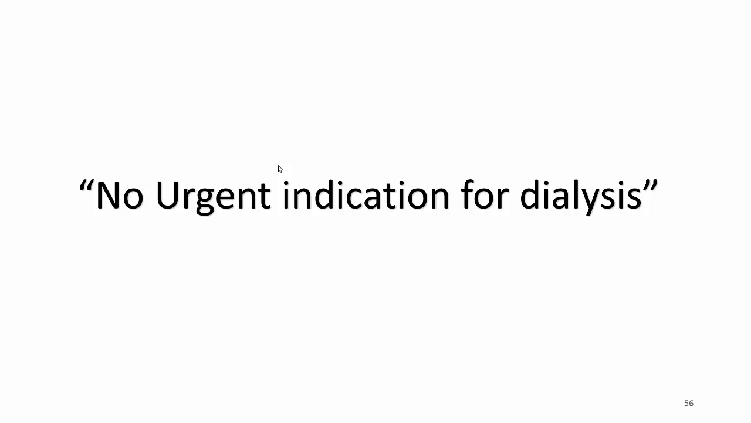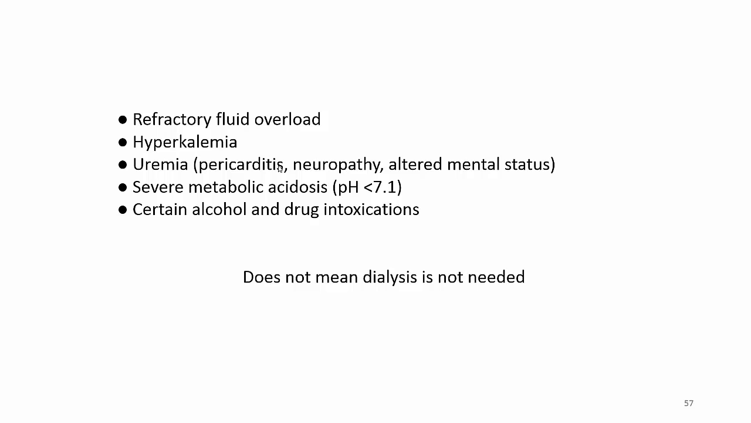So now coming to the infamous sentence that you always see in nephrology consults: no urgent indication for dialysis. So what do nephrologists mean by that? It means that patients do not have any one of those 5. No refractory volume overload, no severe refractory hyperkalemia, no severe uremia leading to one of those, no severe metabolic acidosis, and some specific alcohol and drug intoxication. Some of those are open to interpretation.